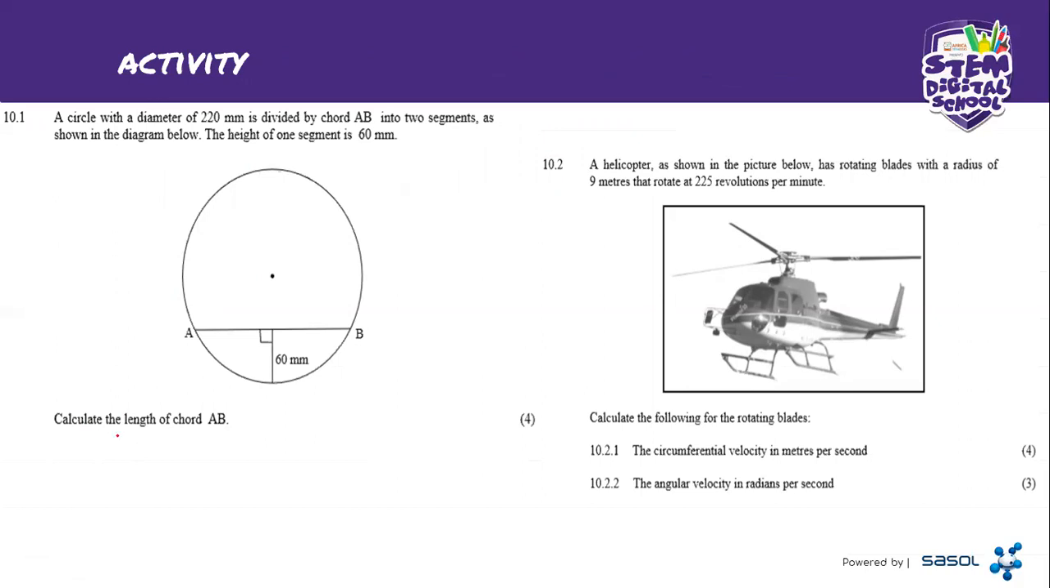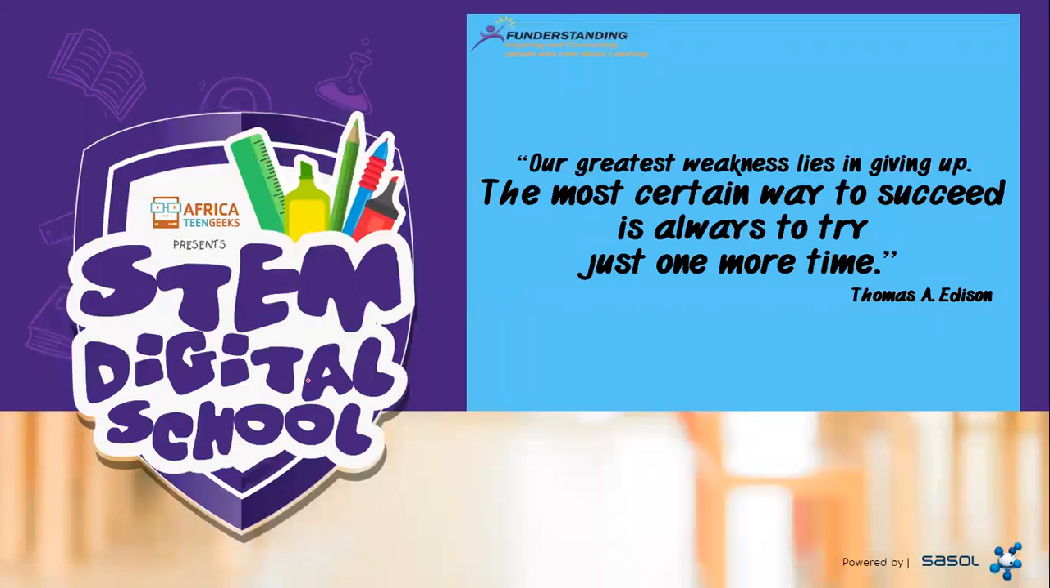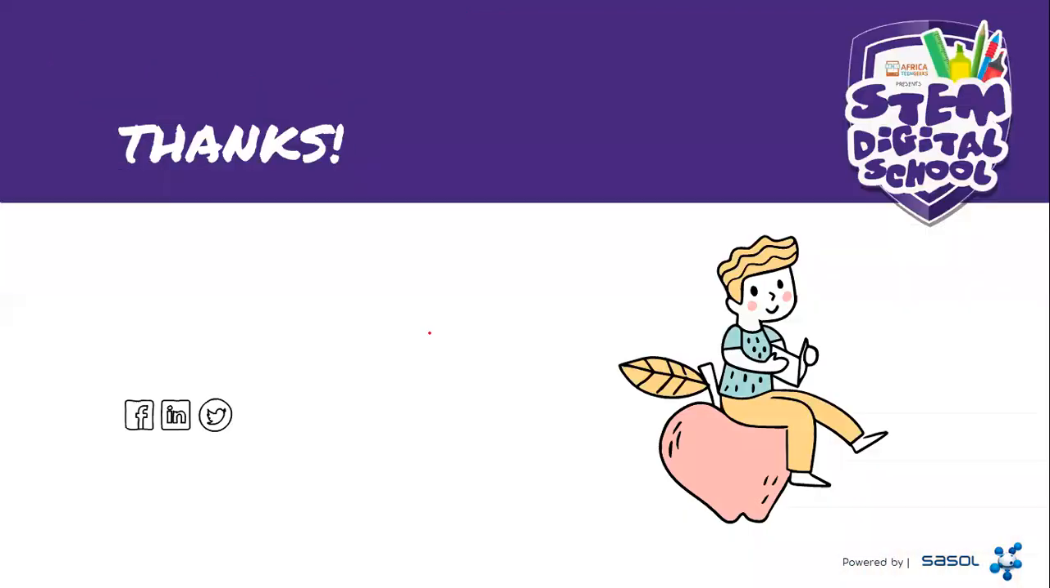And then this is the message for you for today's lesson, that says our greatest weakness lies in giving up. The most certain way to succeed is always to try just one more time, right? I thank you.